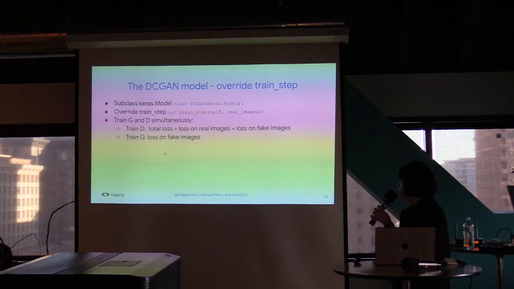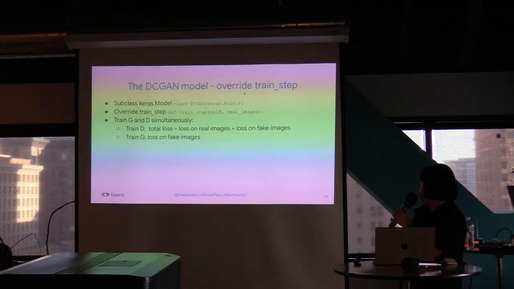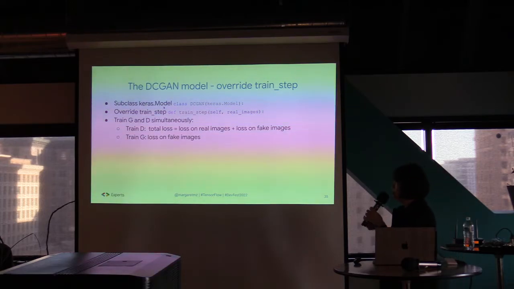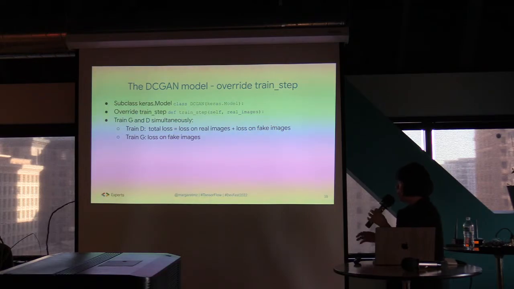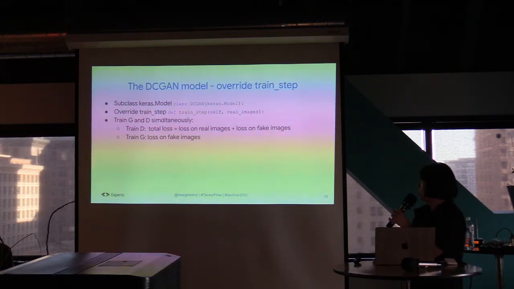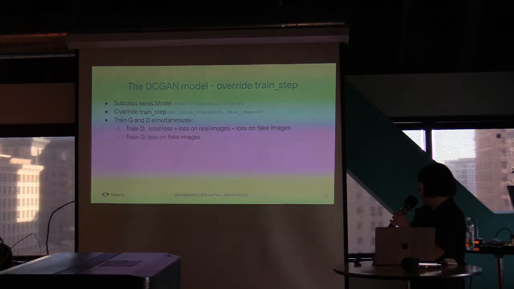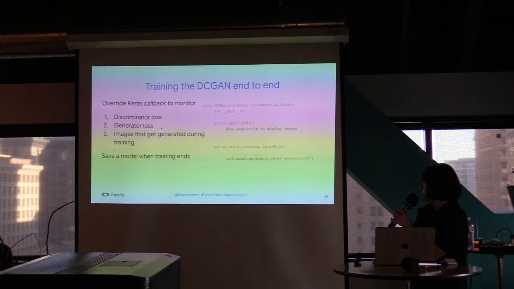And then the DCGAN model itself, we're actually overriding the train step here. We actually subclass the model class. As I mentioned earlier, subclassing the model class is the most complex one in terms of creating the model. Here we're overriding the train step, and then train the discriminator and generator simultaneously. And then we calculate the loss. We have to calculate separately the discriminator loss and generator loss.